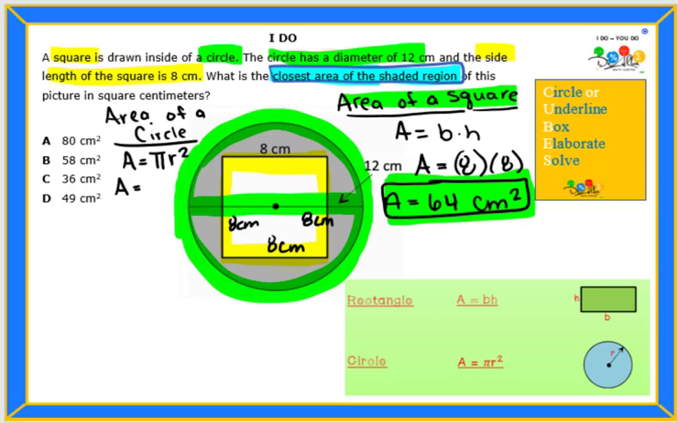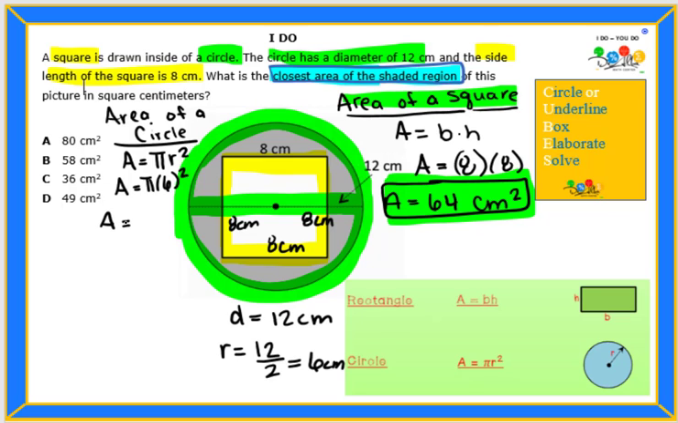That is correct. Since the radius is half of the diameter, we will divide the diameter by 2. So for this circle, the diameter is 12 centimeters. So the radius is half of that. We take 12 and divide it by 2, and we get 6 centimeters. So now we can replace the r with 6. Pi times 6 squared.